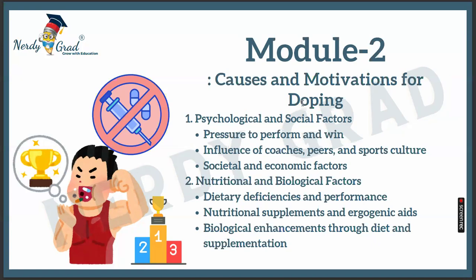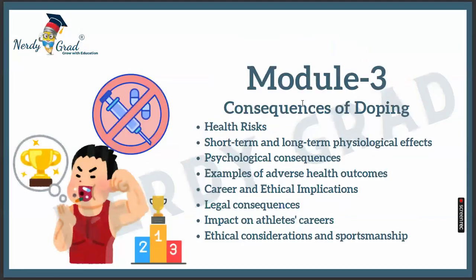Going ahead with module 3, we'll see the consequences of doping, which involves subtopics like health risks involved in doping, short term and long term effects, psychological consequences, examples of adverse health outcomes, career and ethical implications, legal consequences, impact on athletes' careers, ethical consideration, and sportsmanship.